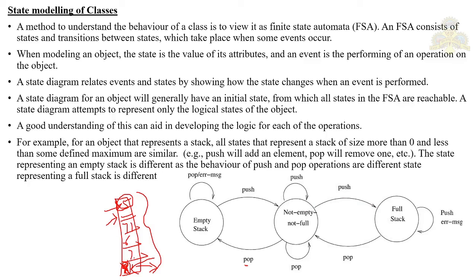Now on this full stack, if you again try to push something, what will happen? You get a push error message, right? If you try to push something on a full stack, you get a push error message. Now if you pop something, what will happen? Say if you have removed this one, then you'll enter the non-empty, non-full stack state again. Now this is the basic example for your state diagrams.